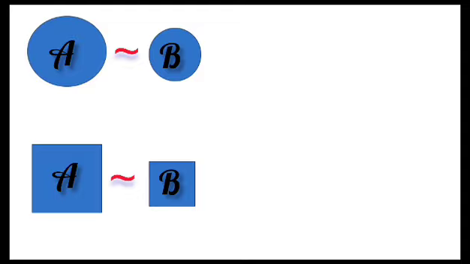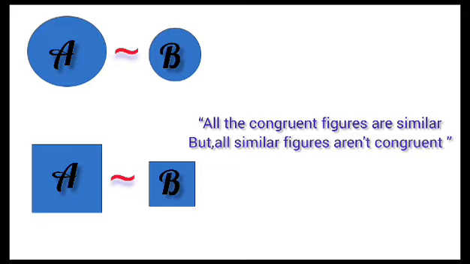Here circle A is bigger than circle B but both have the same shape. The same goes for squares. Square A is greater than square B but both have a similar shape. In case we compare a square with a rectangle, then they would not be similar figures. From this we conclude that all congruent figures are similar but all similar figures aren't congruent.